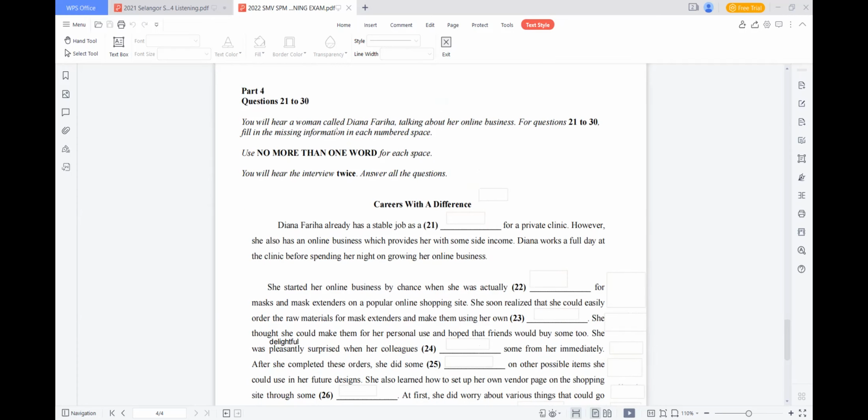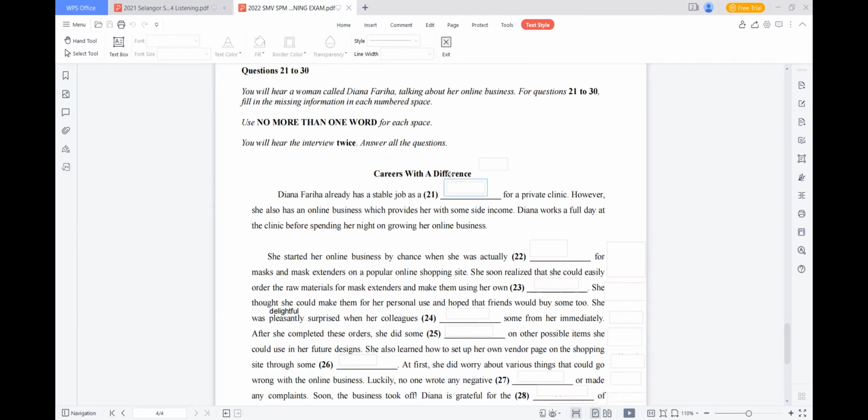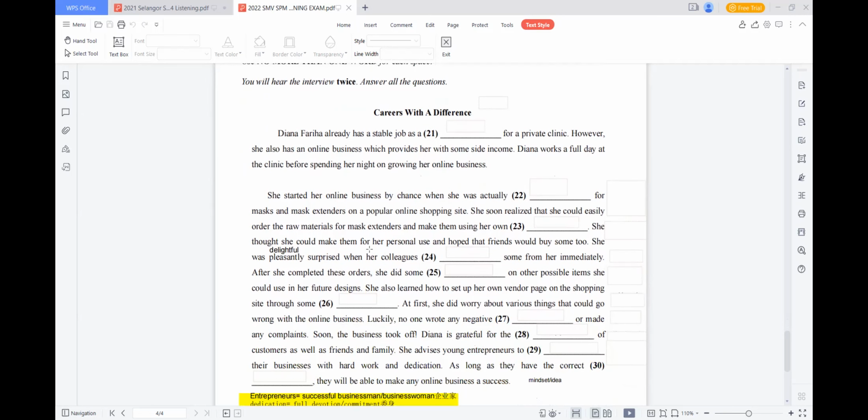Okay, all right, so in this part you will hear a woman called Diana Fariha talking about her online business. For questions 21 to 30, fill in the missing information in each numbered space. Use no more than one word for each space. All right, so careers with a difference. For this kind of question, first of all, you need to guess the answer, predict the answer. That is the tip for answering part 4. Guess and predict the answer first.